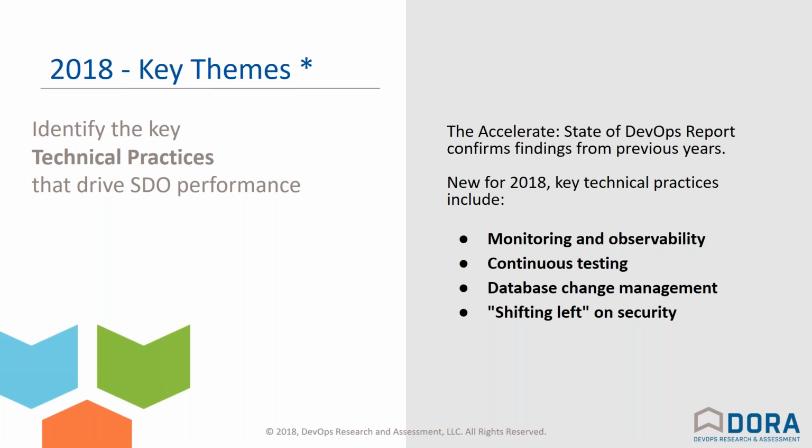So in addition to things like version control and continuous integration, continuous delivery, we have monitoring and observability. We have continuous testing. We have the technical practices around the database, and things like shifting left on security. So these are new instruments and new things that we added to the survey, and we have amazing findings around them.